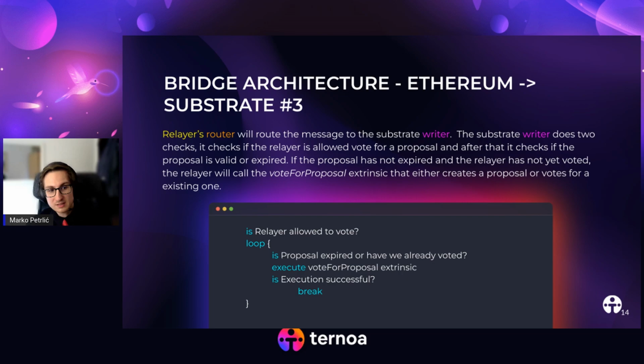Now, in the next part, this message that we have sent is used by the router, and it is sent to the right writer. In this case, since we're sending it from Ethereum to Substrate, the Substrate writer is going to receive this message. Once it receives this message, it will do 2 checks. It will check if the relayer is actually allowed to vote or do anything on the Substrate chain.